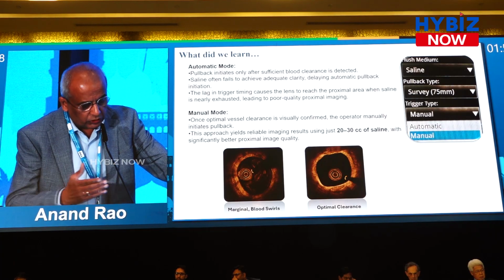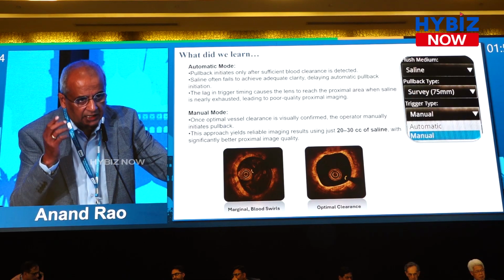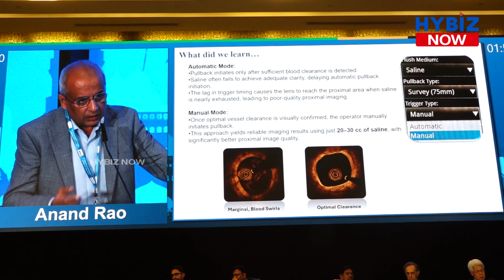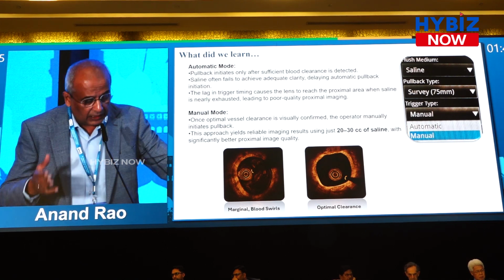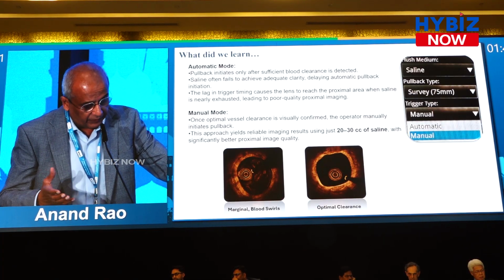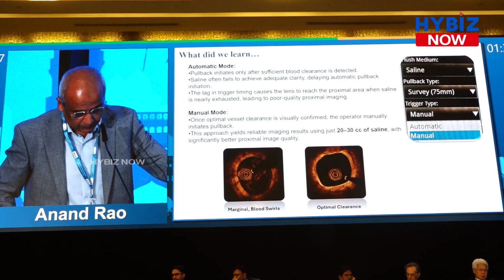So what you do is take manual mode. In manual mode, all you need is 10 cc or 10% of clearance. Once you see the clearance, hit the button, the lens starts moving, and then you inject. So with saline, it is always manual pullback, and 75 millimeter is the preferred run, so you can get these pictures as good as possible.